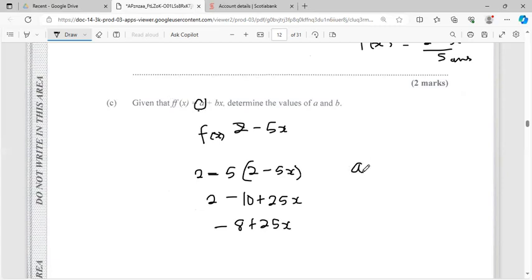So a is equal to negative 8, while b will be 25. And I just want the number that is in front of it. So there you have it. A is negative 8.